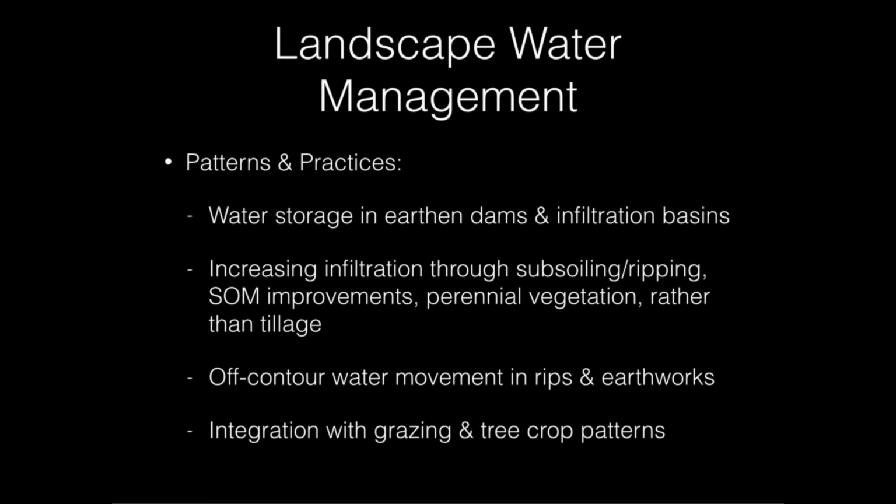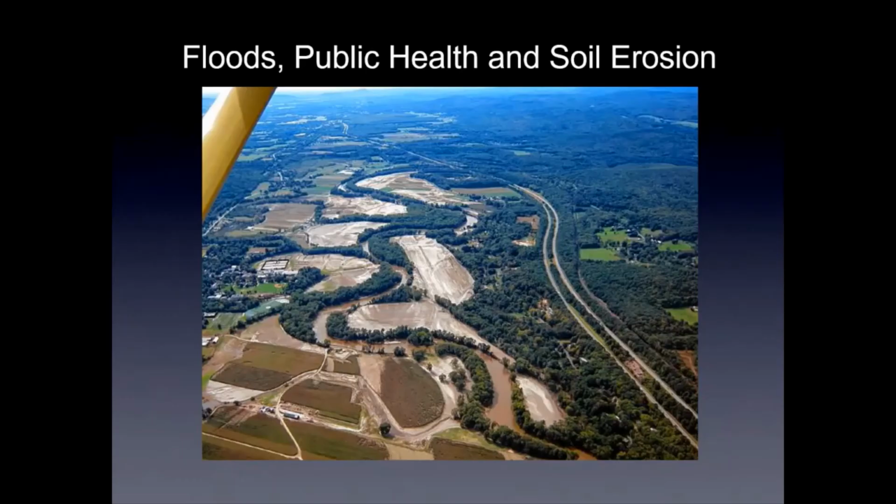There's just a lot of ways of increasing soil organic matter with landscape water management, and some of it is just using earthworks instead of a lot of carbon heavy systems, and then integrating with grazing and tree crop patterns to minimize the amount of water you have to use, and then using different kinds of earthen dams and infiltration basins that are more organic in nature, rather than big fossil fuel intensive irrigation systems. Next slide.